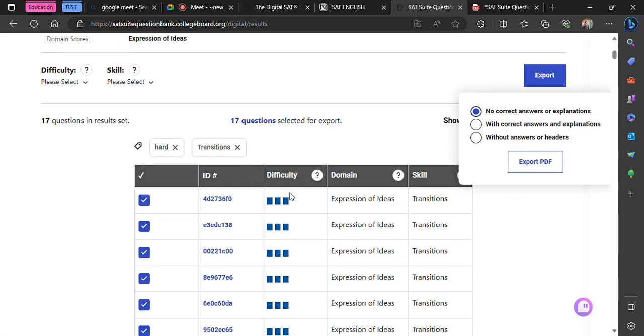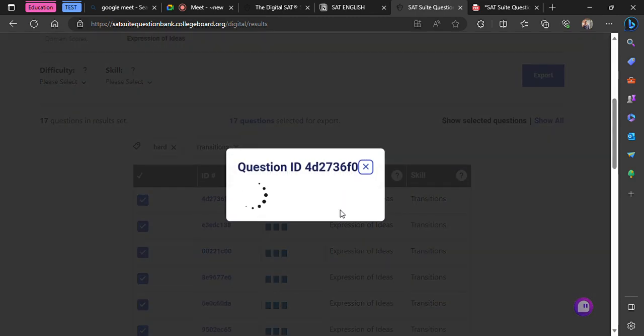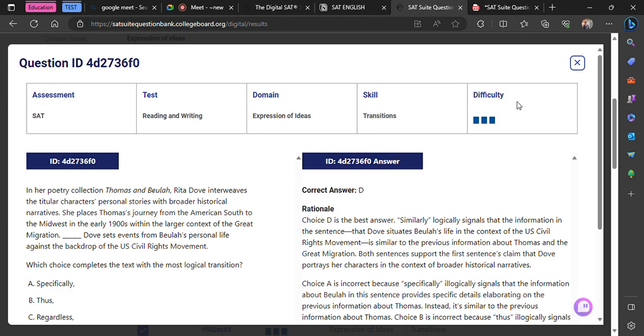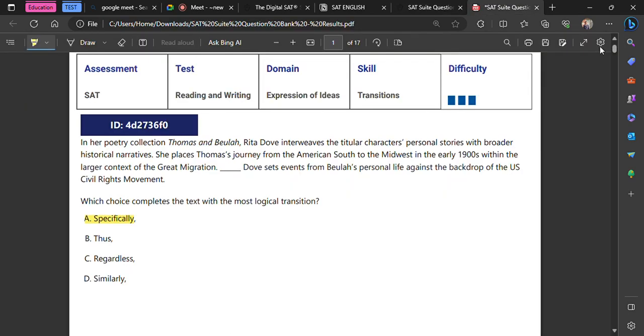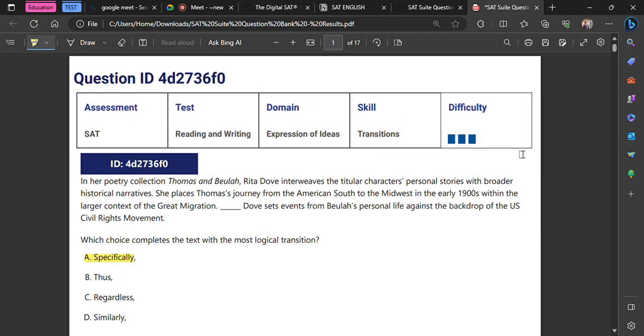And now let's just read the explanation. It is D. I think we messed up. Yes. So it is D basically because she is giving an example about the broader historical narrative, and the Great Migration has no link with the Civil Rights Movement.